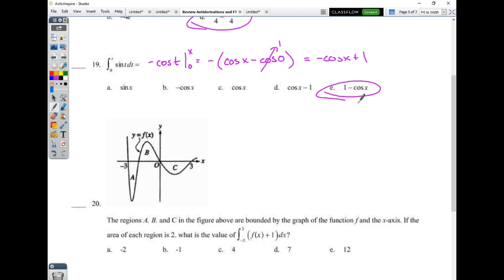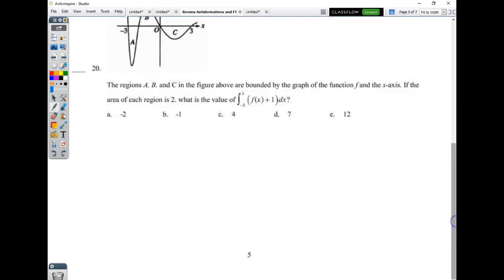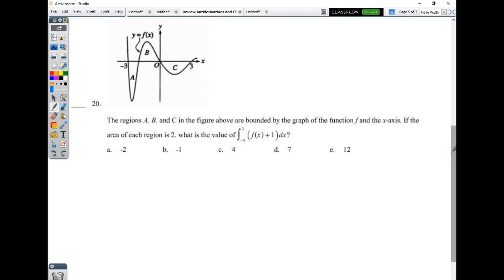And finally, number 20. Probably my favorite question out of the bunch just because it's kind of strange and fun. If I'm looking at this integral, I'm realizing I want to split this up: the integral from negative 3 to 3 of f of x dx plus the integral from negative 3 to 3 of 1 dx. What the question wants me to do is, knowing that this is my f of x, find the integral they've given me there. So I've split it up, and I realized this integral would be a negative a because it's below the x-axis, a positive b because it's above the x-axis, and a negative c because it's below the x-axis.